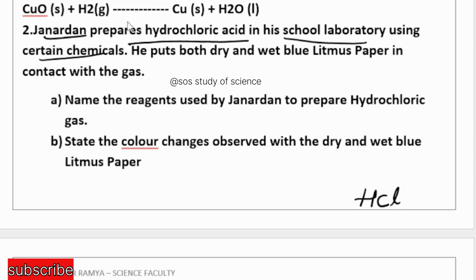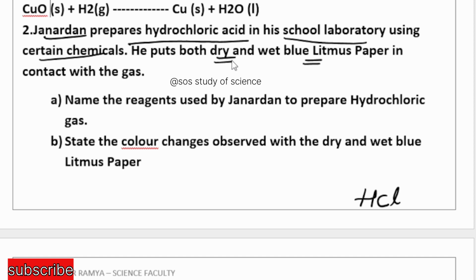He puts both dry and wet blue litmus paper in contact with this gas. So when he prepared this, what happened? He has taken the dry litmus paper as well as the wet blue litmus paper near the HCl gas which has been produced, or the HCl which he has prepared.